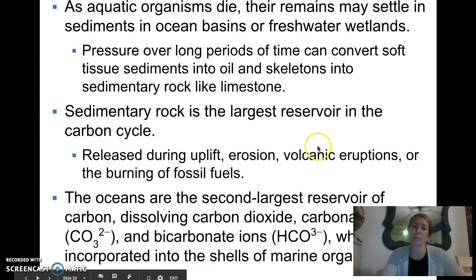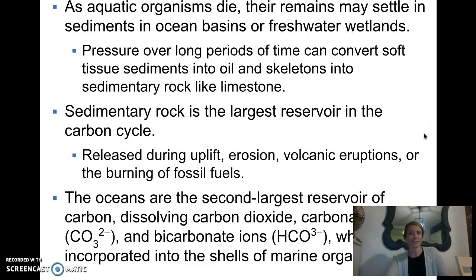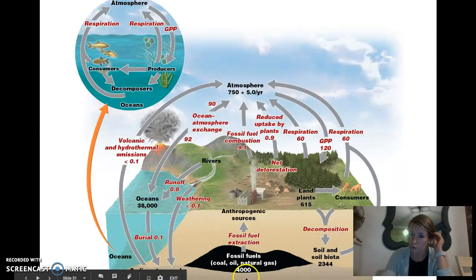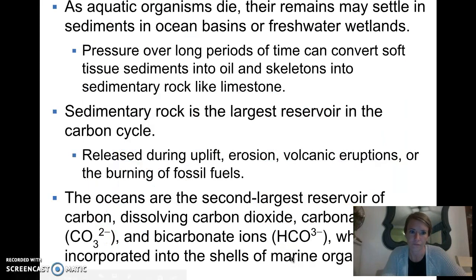And then sedimentary rock is the largest reservoir in the carbon cycle. So it's the place where the most carbon is being stored, and it's released during uplift as the plate tectonics are moving it, through erosion, just over time as it's broken down, volcanic eruptions, or the burning of fossil fuels. So if you look here, the fossil fuels are stored in the sedimentary rock. So down here, this is the largest source of fossil fuels. So this is being released more than it's being put into, making it a source.